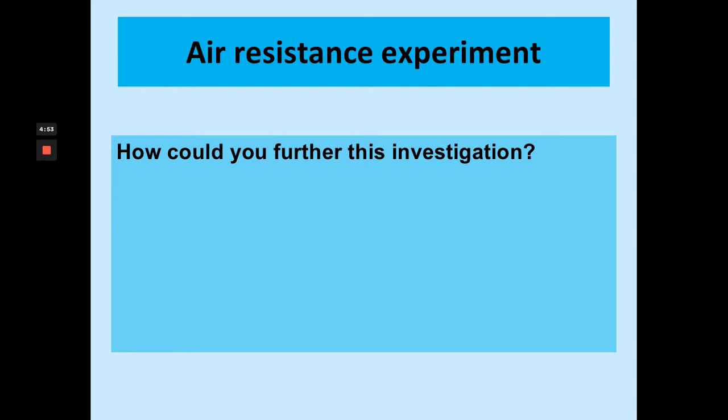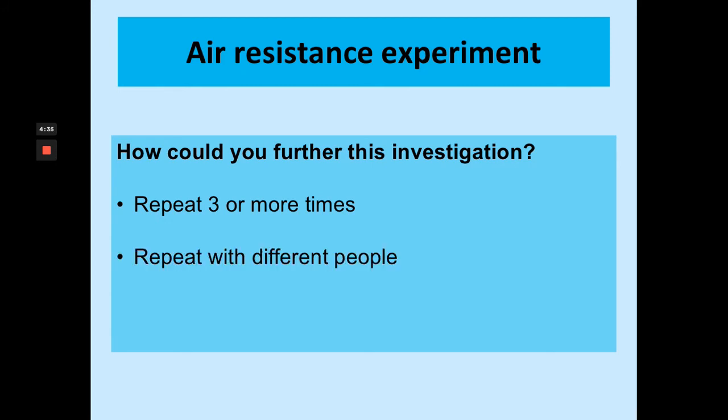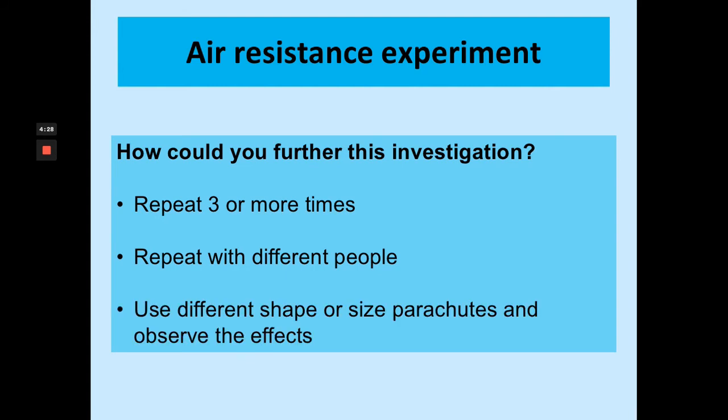Here's some ideas of how we could further this investigation, if you would like. So you could repeat the experiment 3 or more times to test the validity. So you could run across 3 times and then you could run across with a piece of cardboard 3 times. Maybe you could rope in some other people from your household who could have a go as well, and then you could compare your results. Maybe you could have a go at using different shape or size parachutes and observe the effects that has on your speed running across a space.